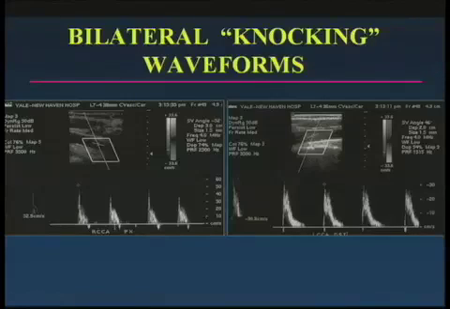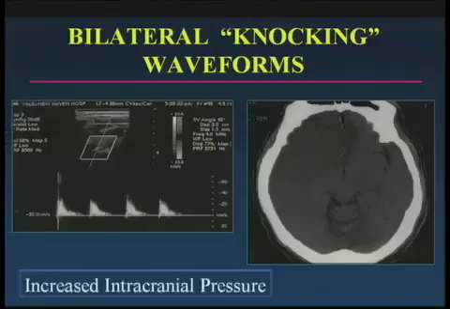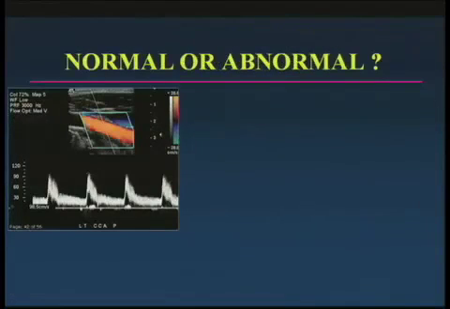What about if you see that waveform bilaterally? Here you see it on the right and on the left, and again worse in both internals, and this is due to increased intracranial pressure, and you can see here there's been herniation across the midline in this patient with a large stroke. Cerebral vasospasm or diffuse cerebral arteritis can cause the same thing.